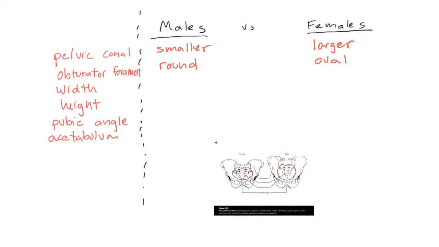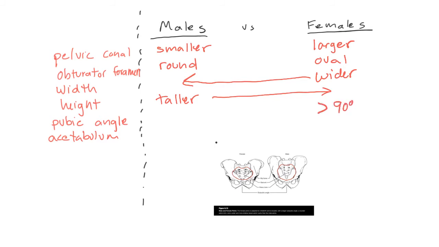Okay. In females, it is wider, and in males, it is taller. All right, the pubic angle is greater than 90 degrees in females, and then is around 90 degrees in males.